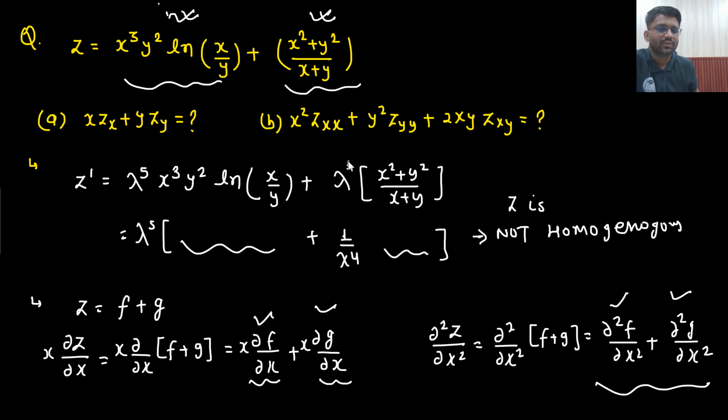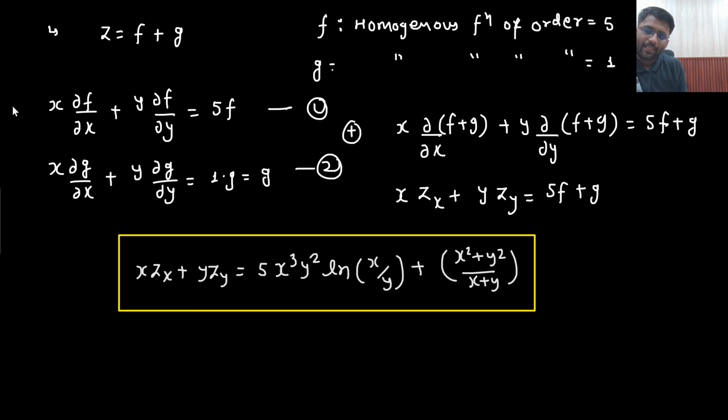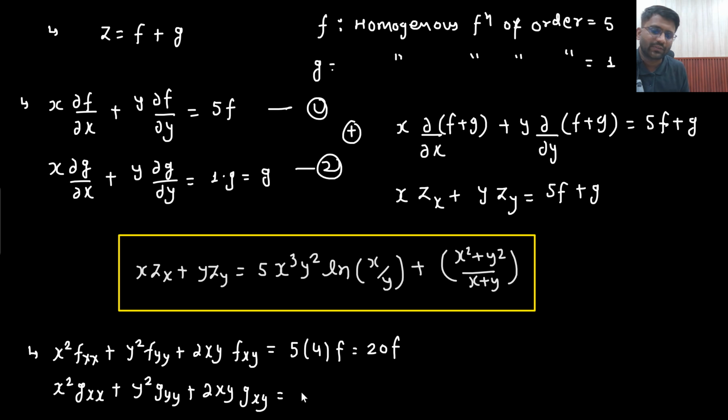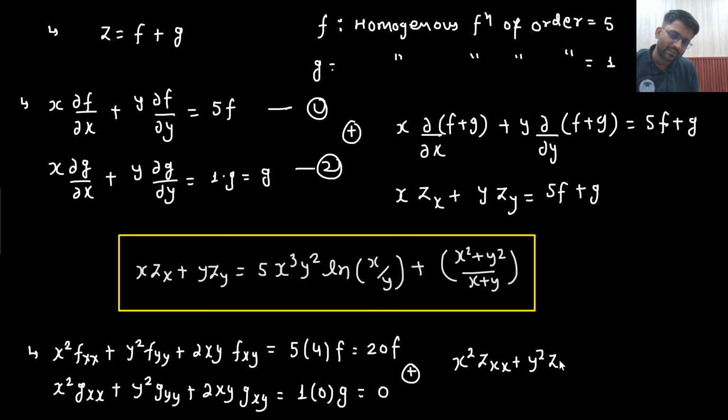What about the answer of the next one? Here as well I will do the same thing. Solve them separately. Can you let me know what will be the answer of x square fxx plus y square fyy plus 2xy fxy? That would be equivalent to n into n minus 1 into f, that would be equal to 20f. And now what will be the answer of x square gxx plus y square gyy plus 2xy gxy? That would be equivalent to 1 into 1 minus 1, which is 0. When I add both of them, I get x square zxx plus y square zyy plus 2xy zxy. The answer would be 20f plus 0. The answer would be 20f only. There you go.